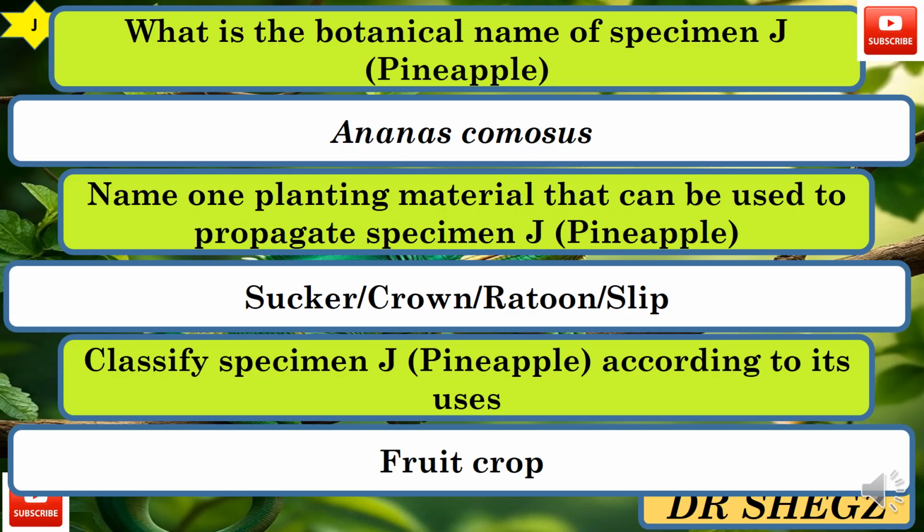Name one planting material that can be used to propagate specimen J. Sucker, crown, ratoon, slip, all of these are used to propagate pineapple. But suckers, those of us that are biologically inclined, suckers there. According to its uses, it's a fruit crop.